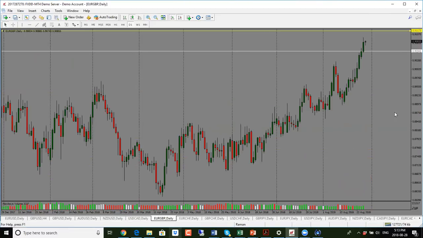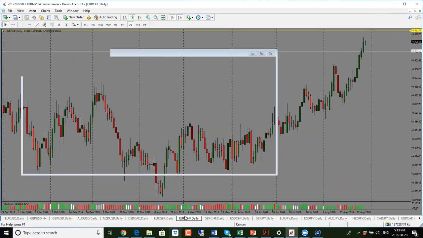Euro pound here, yesterday we had talked about how this was looking bullish. Today it's looking bullish here as well. Next target is 0.9120 level to the upside, which is the next support and resistance level. So bias is still bullish for euro pound.